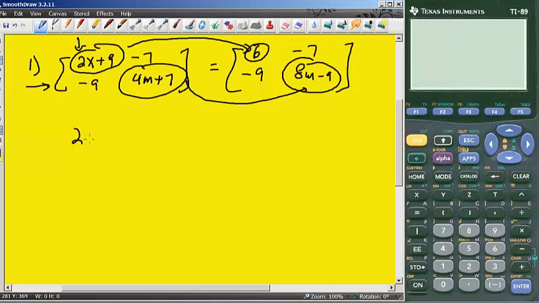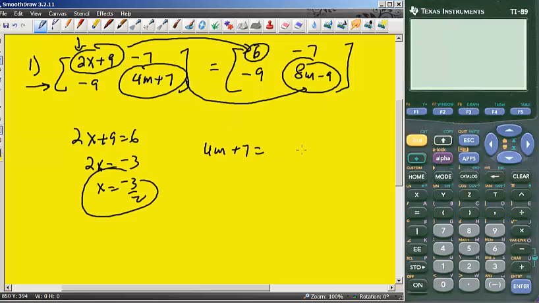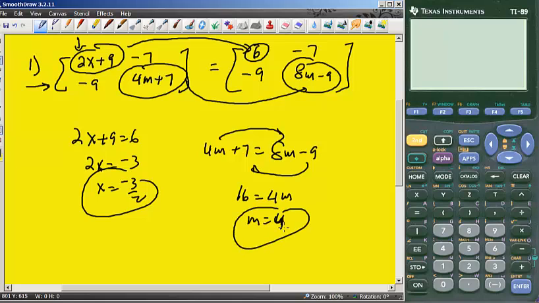So we're going to set 2x plus 9 equal to 6. We're going to solve for x, so 2x is equal to negative 3, and x is equal to negative 3 over 2. That's done. And then we're going to set 4m plus 7 equal to 8m minus 9, and then take that to the right, take that to the left. That's 16 is equal to 4m, and so my m is equal to 4, and that's done. Okay, that's how you solve something like that.